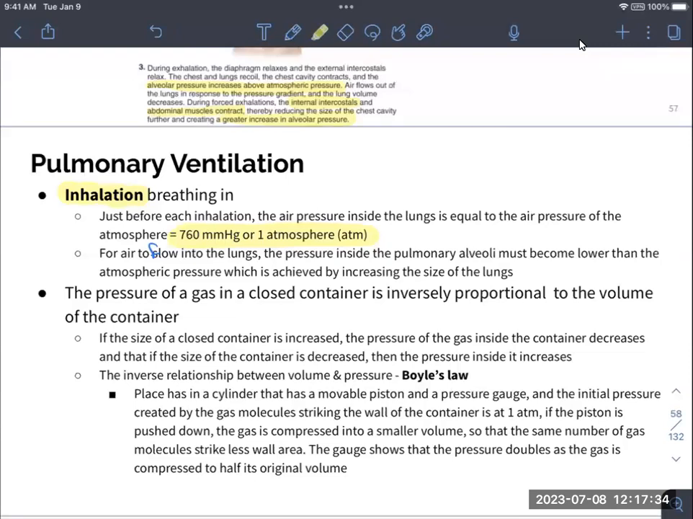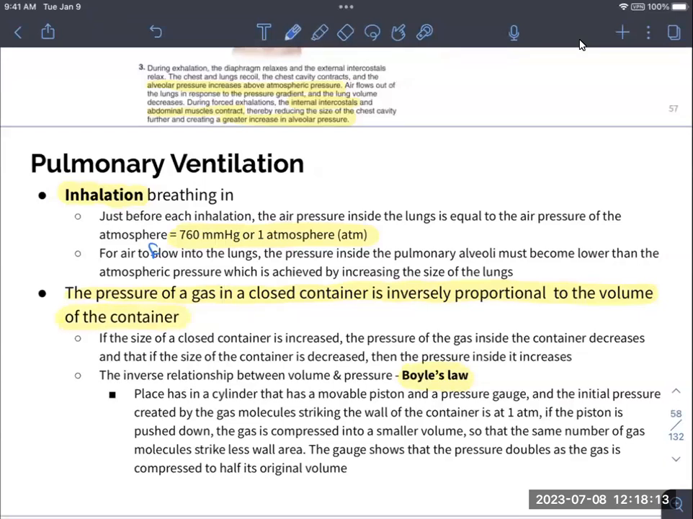This plays a role in Boyle's law. Boyle's law talks about pressure changes versus volume, and within the lungs, the pressure within the lungs versus the volume of air in those lungs. According to Boyle's law, the pressure of a gas in a closed container is inversely proportional to the volume of that container.